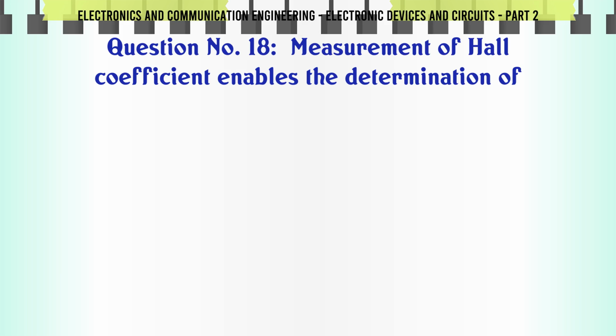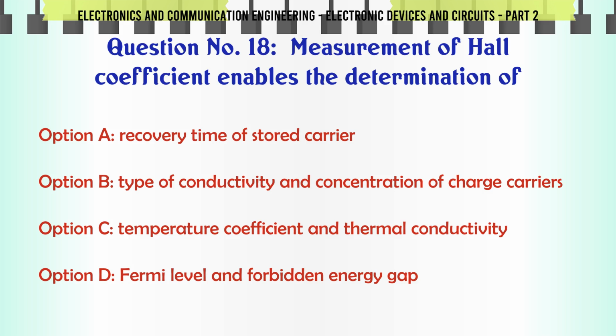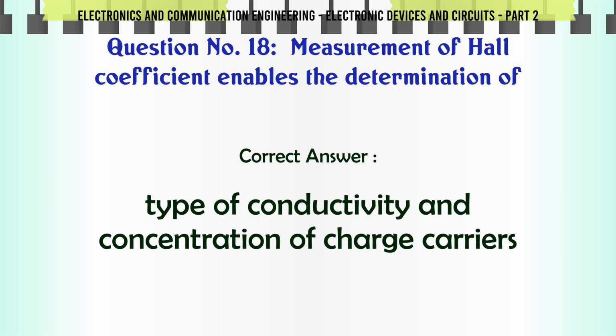Measurement of Hall coefficient enables the determination of: A, recovery time of stored carrier; B, type of conductivity and concentration of charge carriers; C, temperature coefficient and thermal conductivity; D, Fermi level and forbidden energy gap. The correct answer is type of conductivity and concentration of charge carriers.